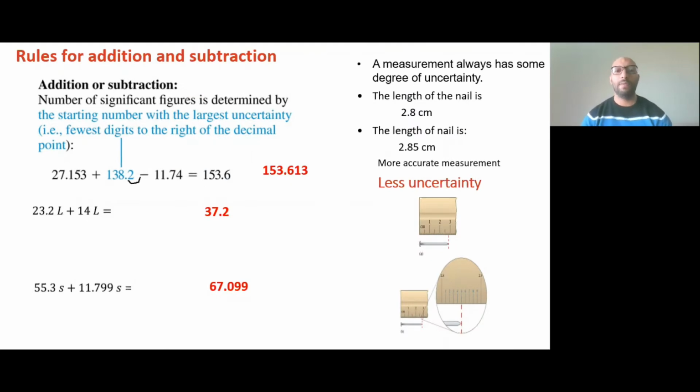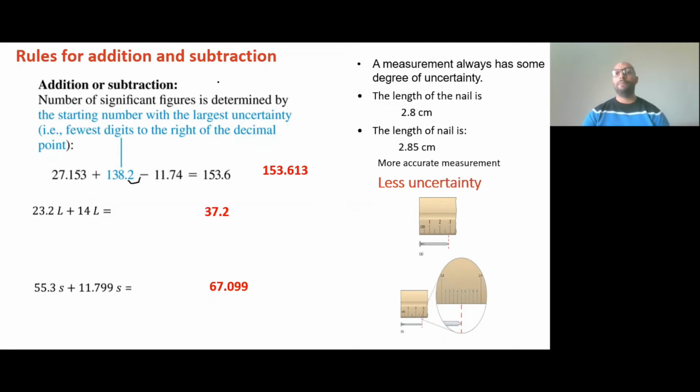Let's continue with significant figures. Now we will discuss the rule for addition and subtraction. What is this rule? The rule says that the number of significant figures is determined by the starting number with the largest uncertainty. What does the largest uncertainty mean? The largest uncertainty means the fewest digits to the right of the decimal point.